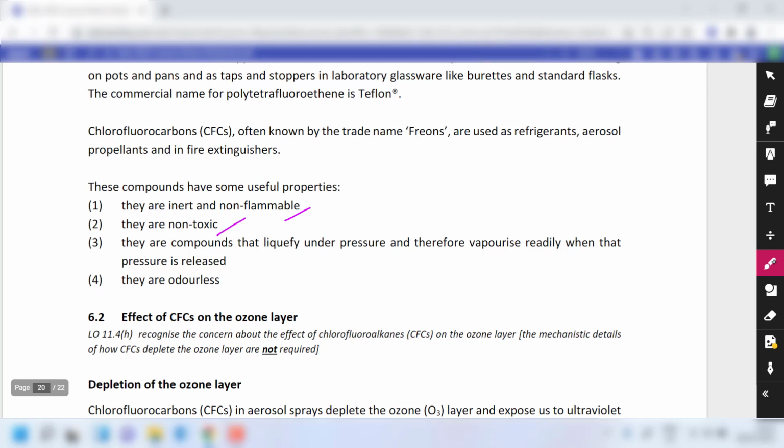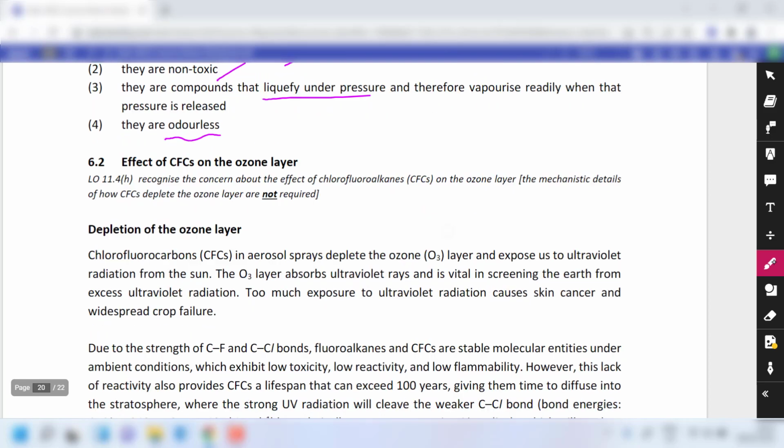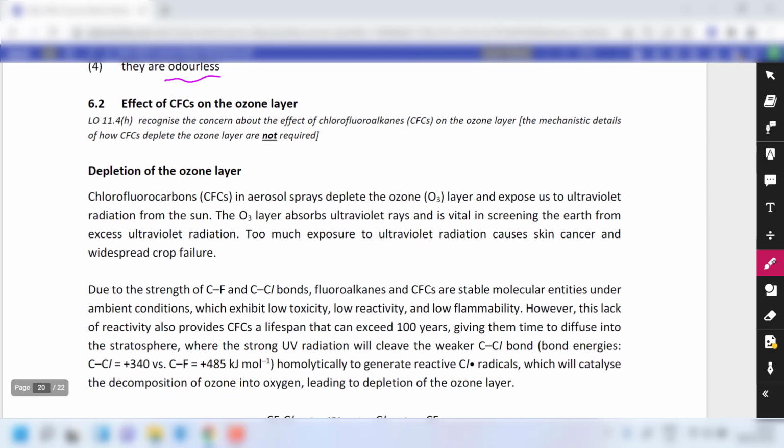Non-toxic, and then they can be easily liquefied, because they form strong instantaneous dipole-induced dipole interaction, or strong dispersion forces, with one another, so they tend to have relatively high boiling point, and then they do not stink. Okay, and then of course here you can read about the ozone depletion.